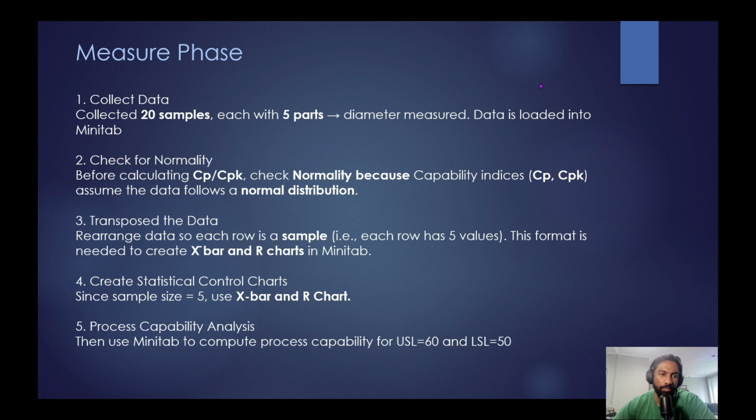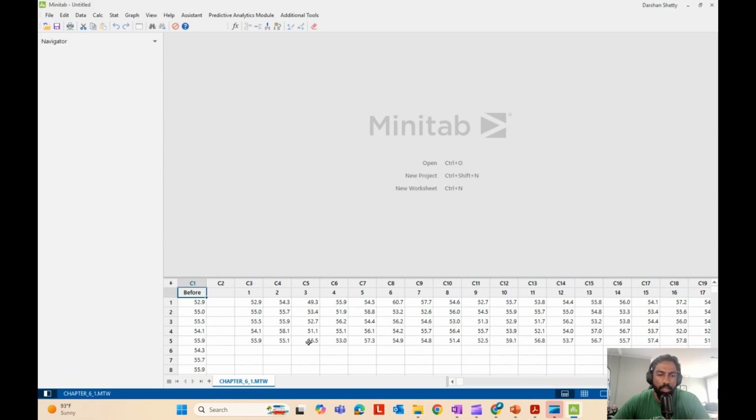And after all that is done, after data is loaded, normality is checked, transposed, and statistical control charts are created, then we can go ahead and do our process capability analysis against the customer's provided specification of USL 60 and LSL 50. We'll get to see all of this happen in Minitab next. So here I have loaded the data, those 20 samples, each sample including 5 products. So the values have been added here into Minitab.